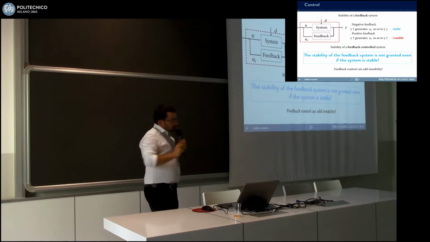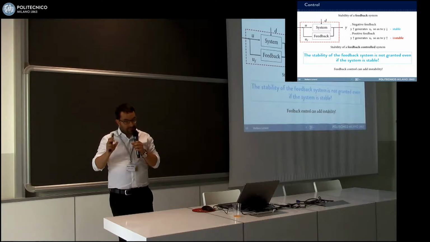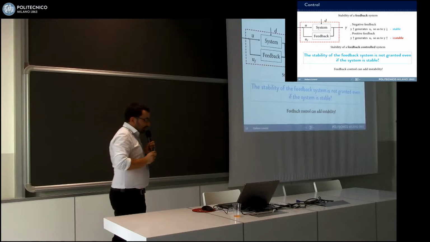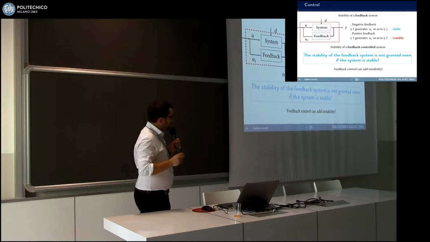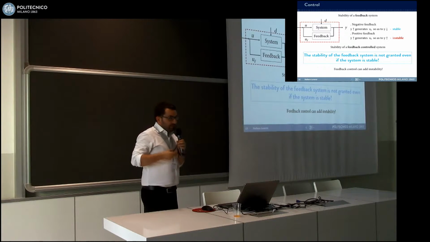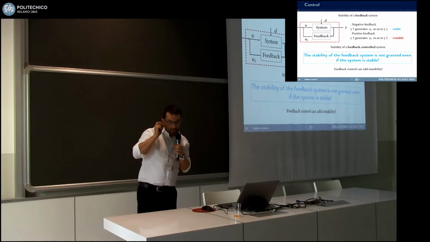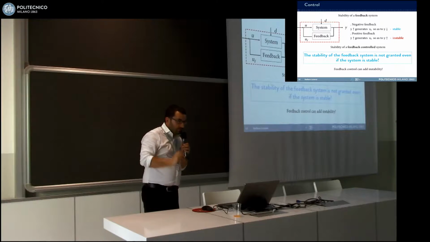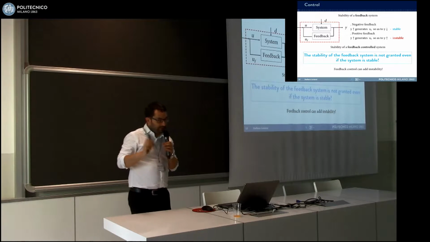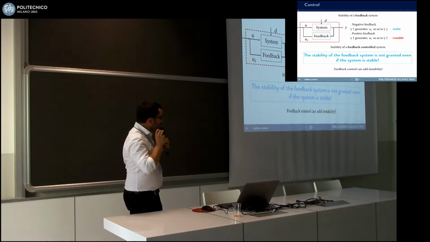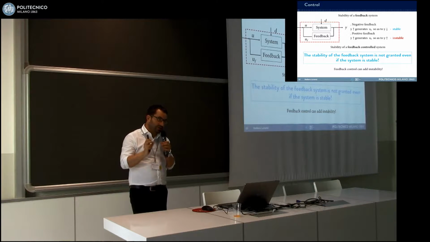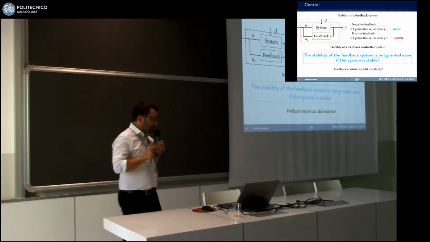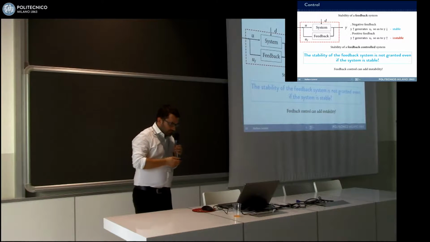This is related to the natural feedback that a system may have, but if we add a control system, we are basically adding a feedback. And what is important is that the stability of the feedback system, so the controlled system, is not guaranteed even if the system itself is stable. So we have to pay attention when we design controllers, because they may create some instability.